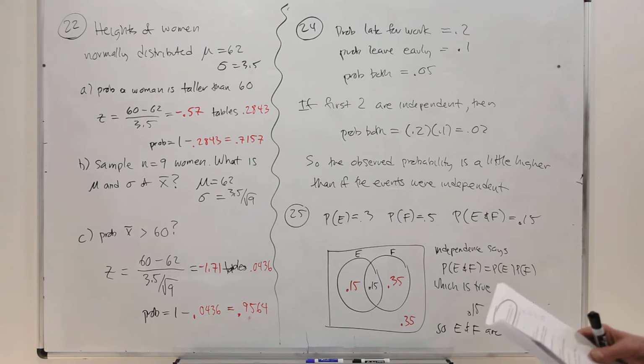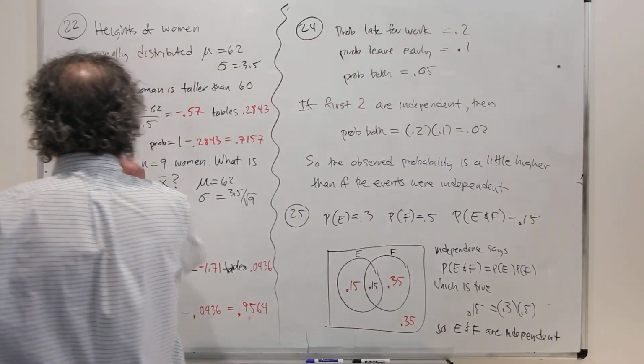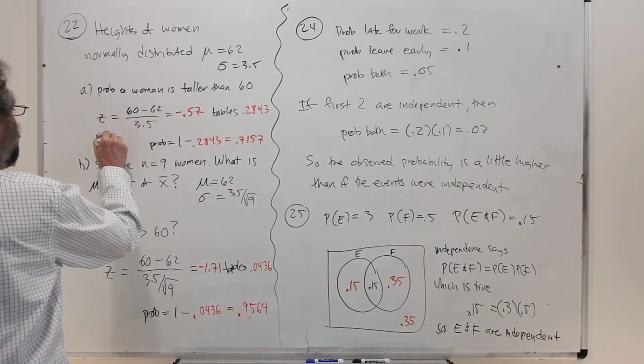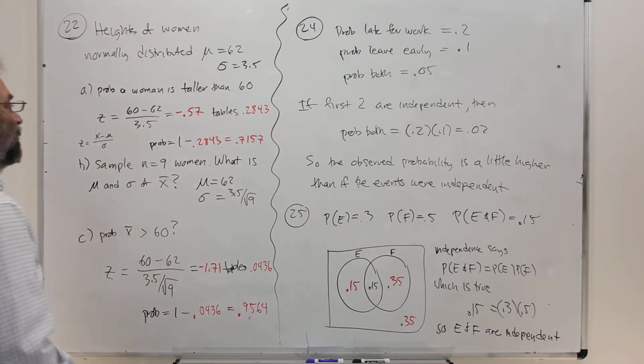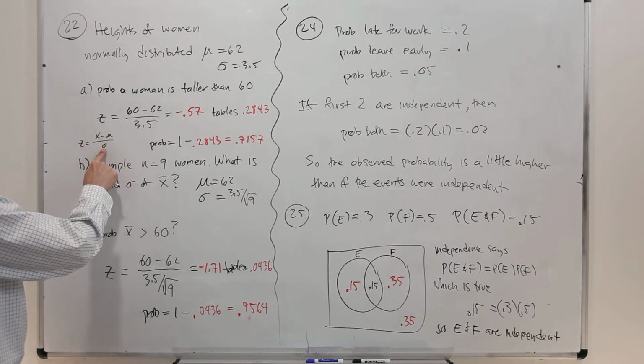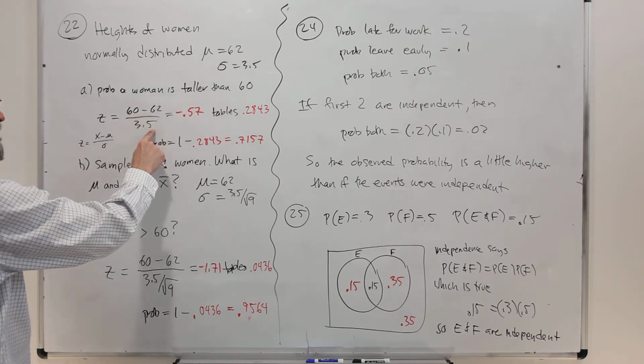A, find the probability a woman, a randomly chosen woman I suppose, is taller than 60 inches. So we do that, since it's a normal distribution, by computing a z-value. So z is x minus mu over sigma. So x is the value, mu is the mean, sigma is the standard deviation. So we're reading about 60 minus 62 over 3.5.